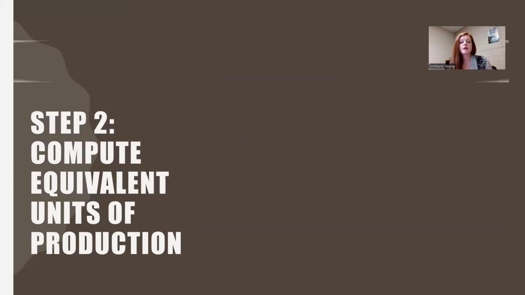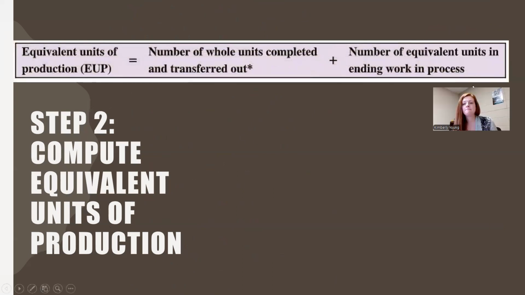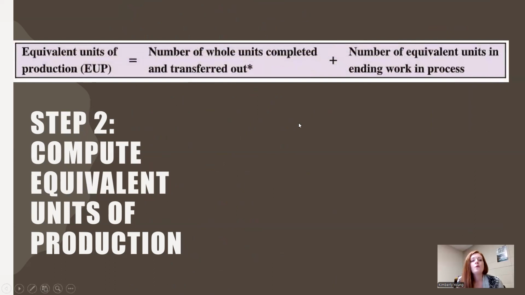Okay, so step 2, we're going to calculate the equivalent units of production. A lot of times you'll see EUP, equivalent units of production. So we want to take the number of whole units completed and transferred out. How many did we complete and transfer out? 100,000, right? Plus the number of equivalent units in ending work in process.